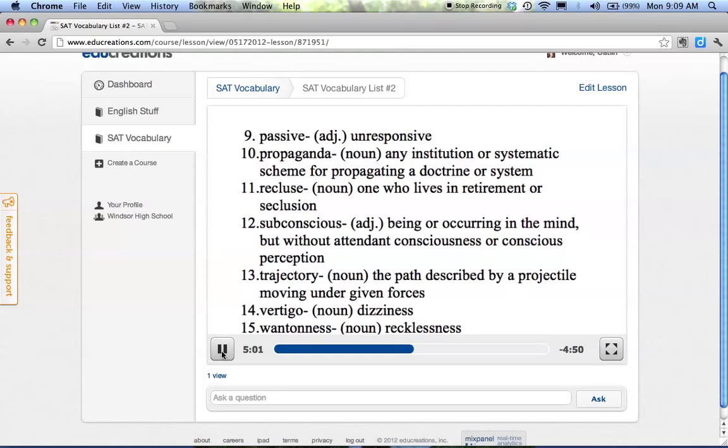I get really motion sick in the water when I'm on a ship or sometimes even in a car. And sometimes when I'm feeling motion sick, I experience vertigo, the sense of dizziness where I'm off balance.